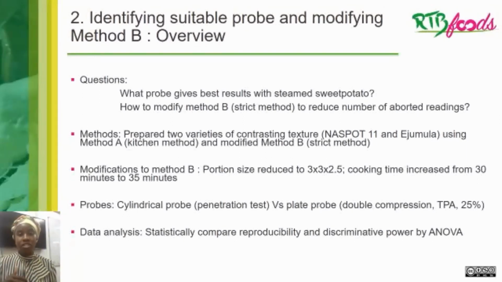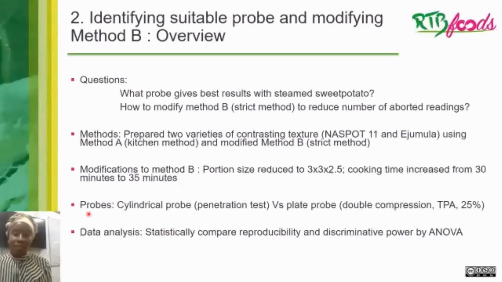And how we went about modifying method B was, we first of all reduced the portion size slightly, and we also increased the cooking time. And then we also, when using the TPA method with the Plaid probe, reduced the level of compression as well. Besides the modified method B, we also prepared samples using the kitchen method.